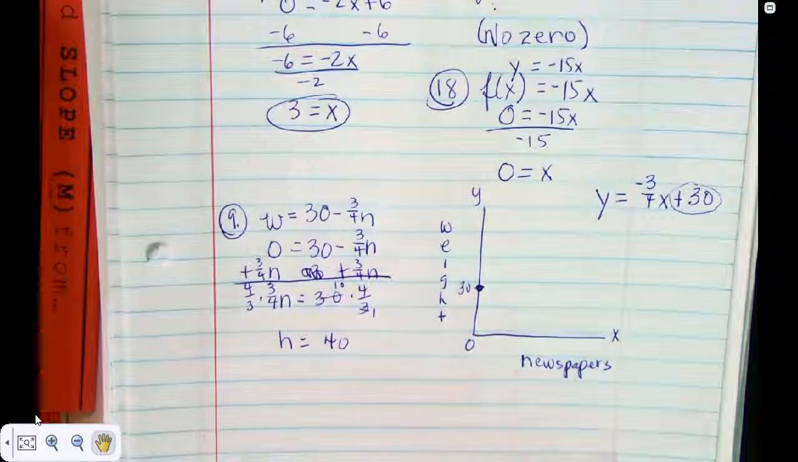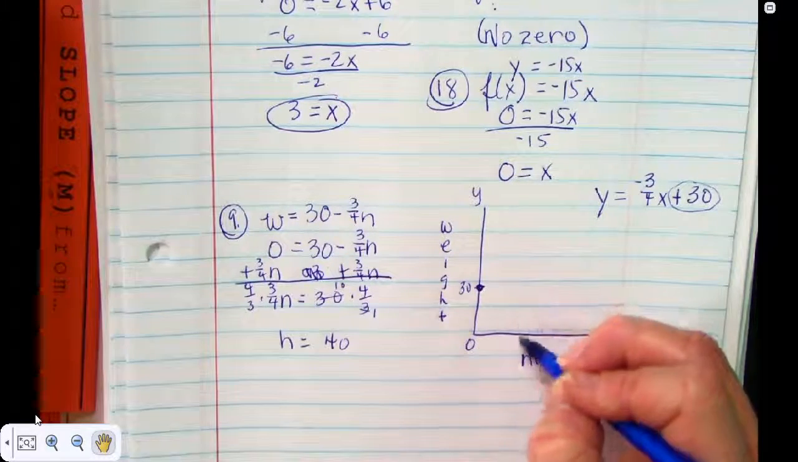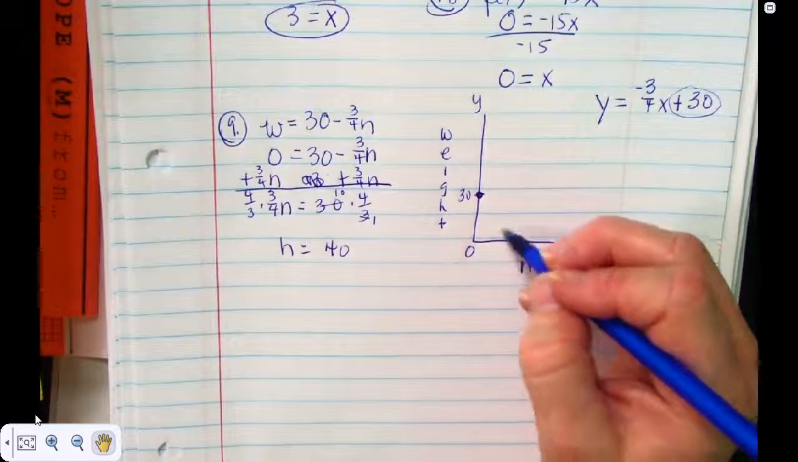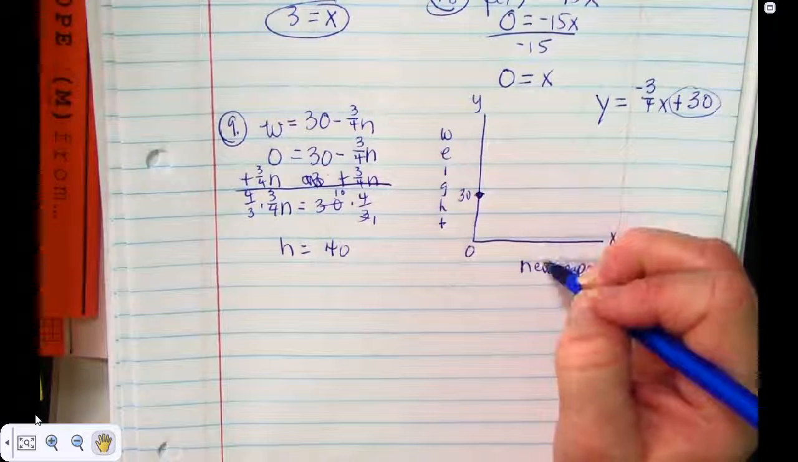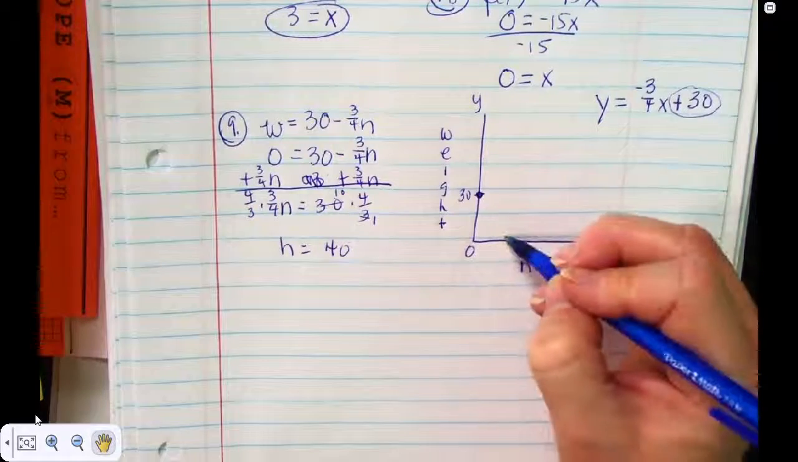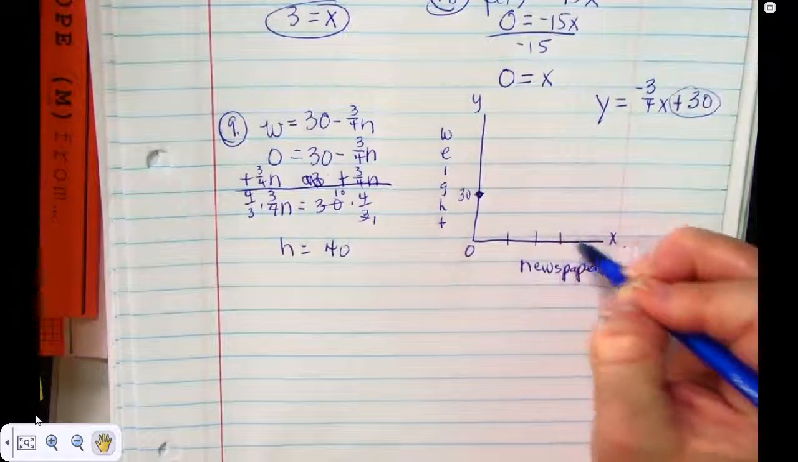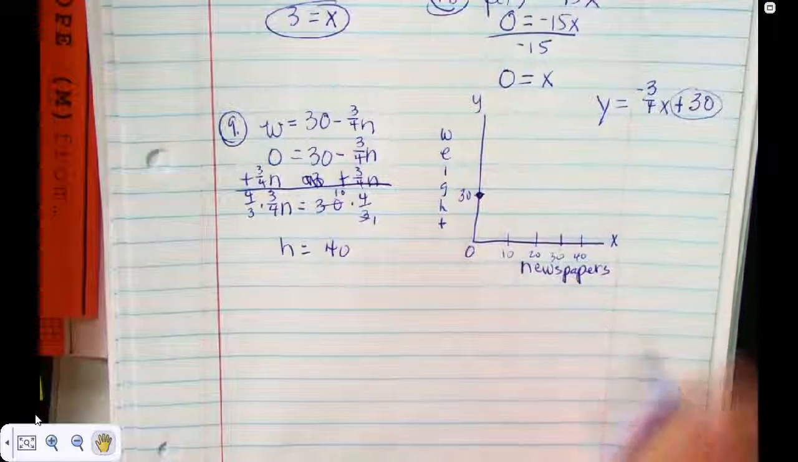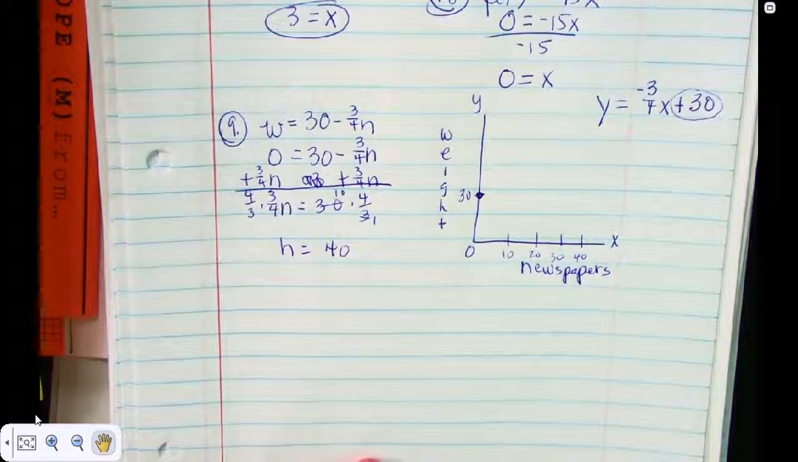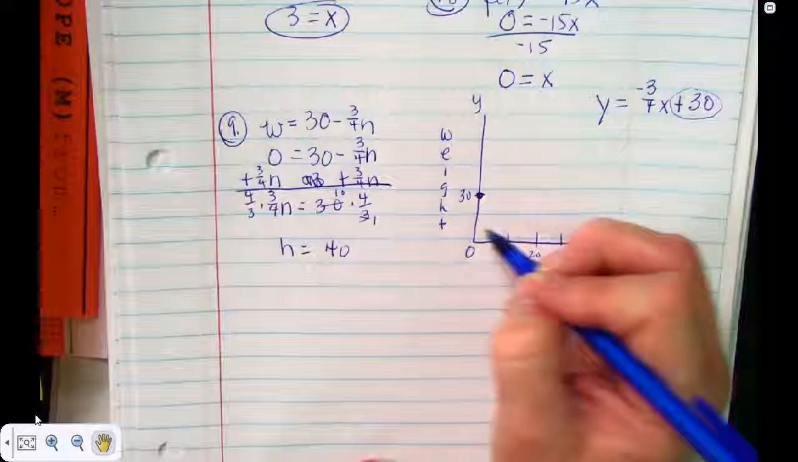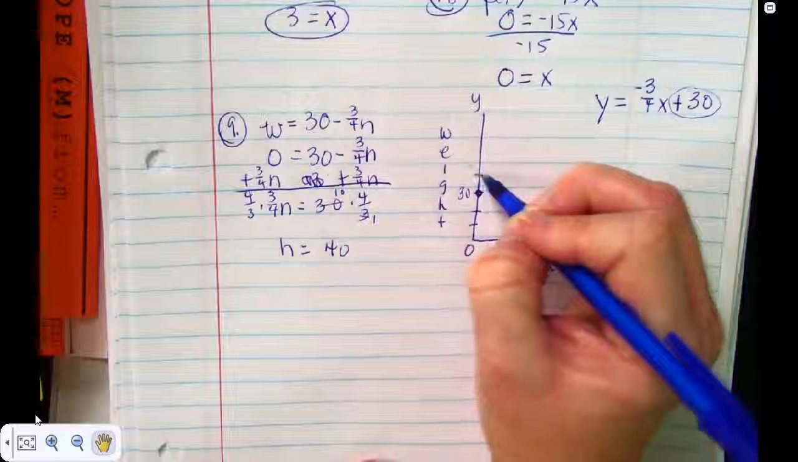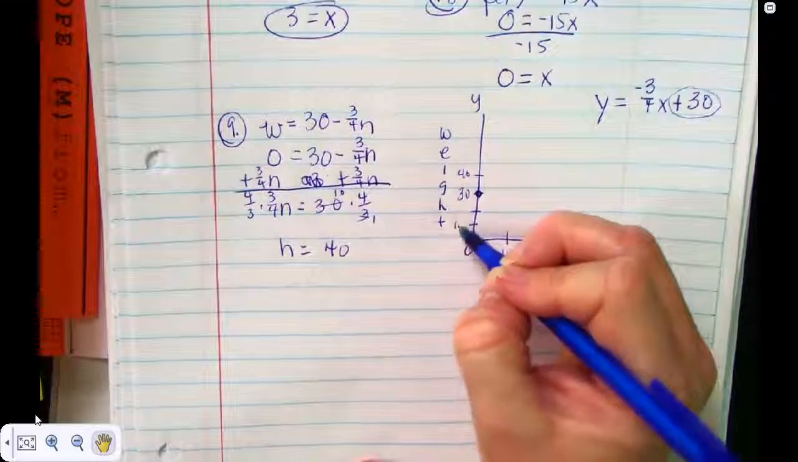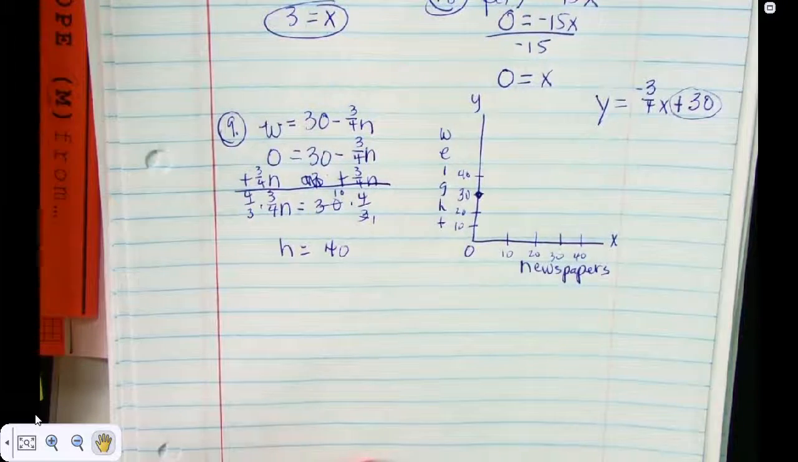Now, do I need to count by ones right here? One newspaper, two newspapers, three? No, I do about what, 10? Count by tens? So 10, 20, 30, 40. And maybe count by tens going up even. I just kind of estimated.